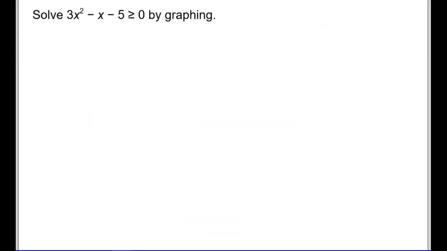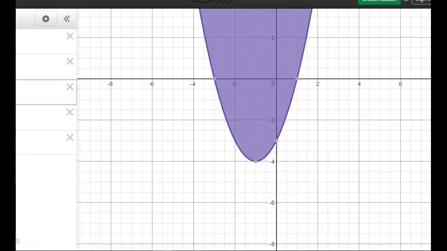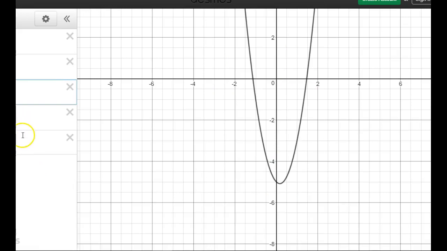Now we want to look at this last one, and we want to solve this by graphing. When we solve by graphing, we look at this one here. This is what that looks like. Remember, we find the x-intercepts. On Desmos, it's pretty cool that you can just click them and it knows that's what you're looking for. So here I see that those are my solutions.